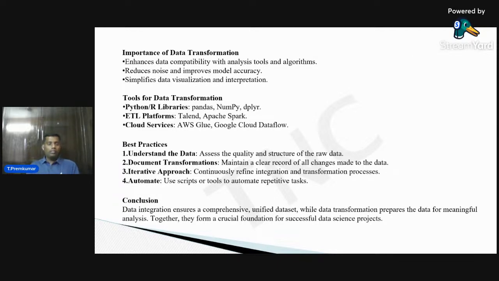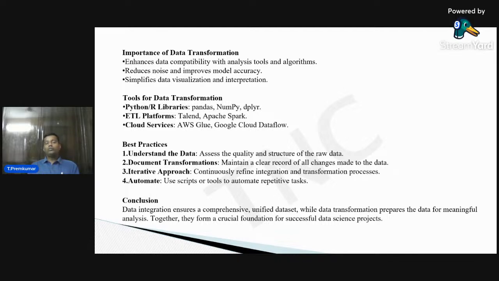The importance of data transformation is that it is going to enhance the data compatibility with analysis tools and algorithms. It reduces noise and improves model accuracy, and it also simplifies data visualization and interpretation.